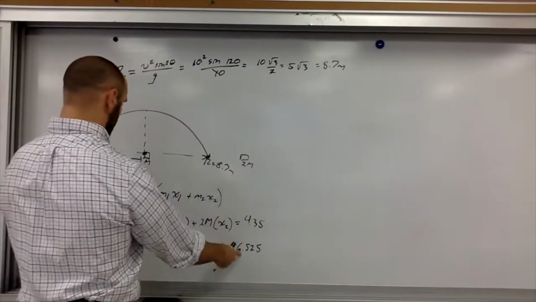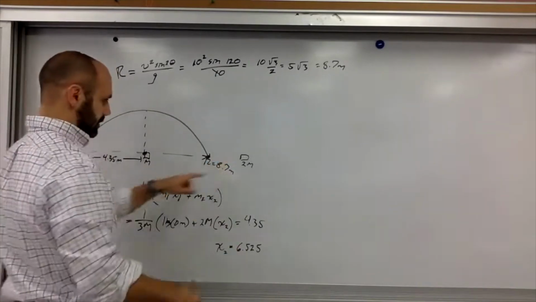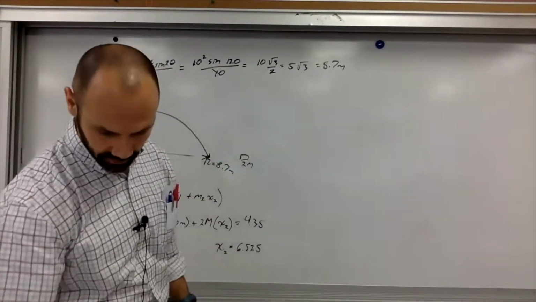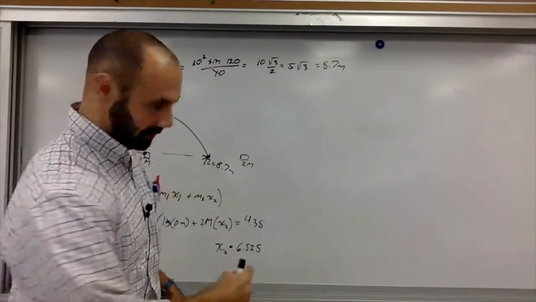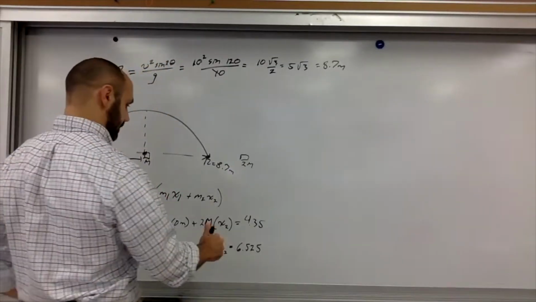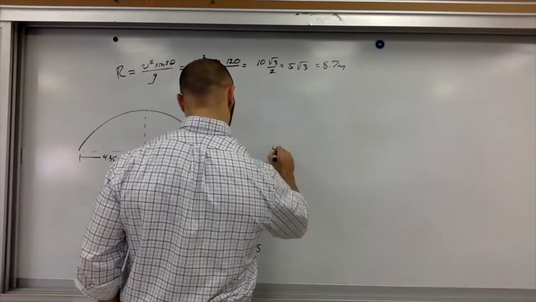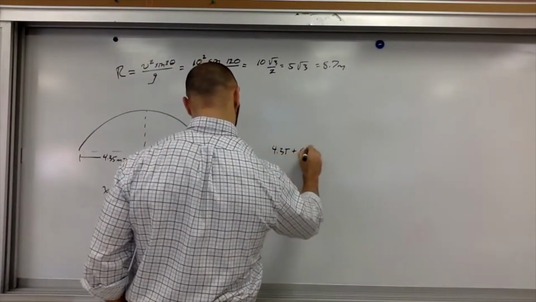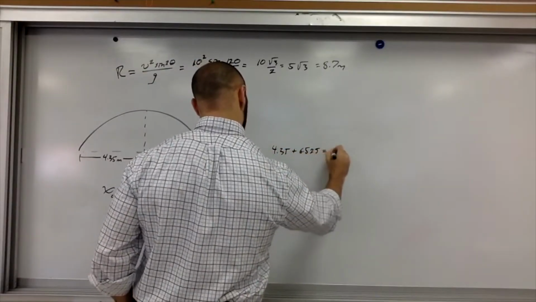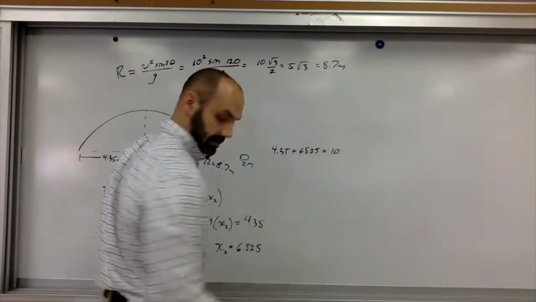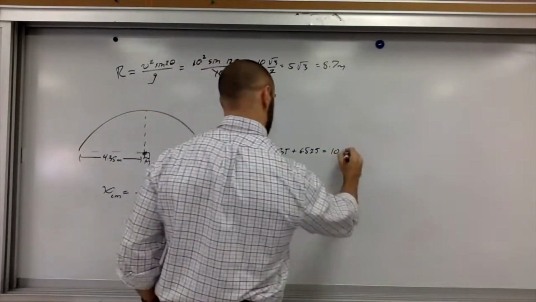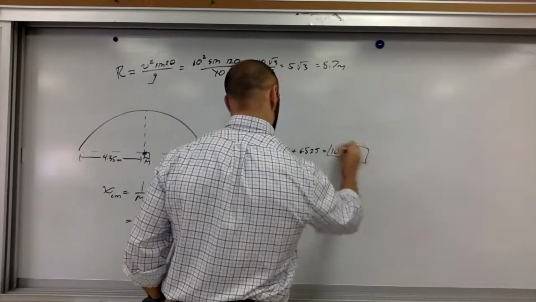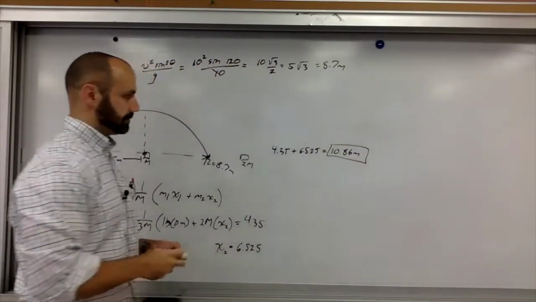So then I add that to this, and that'll give me where it lands from the place it was initially shot. Right. So this 4.35 plus 6.525 comes out to about 10 point something meters or so. Okay.